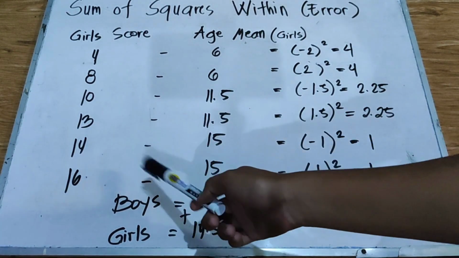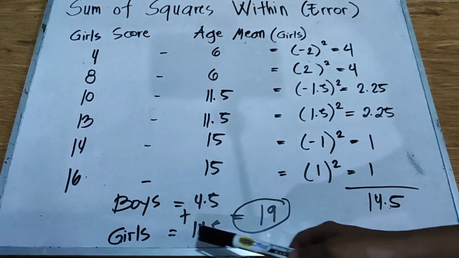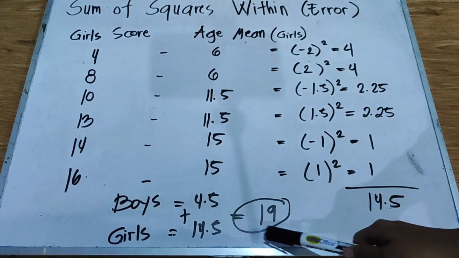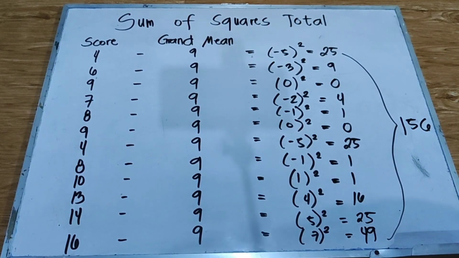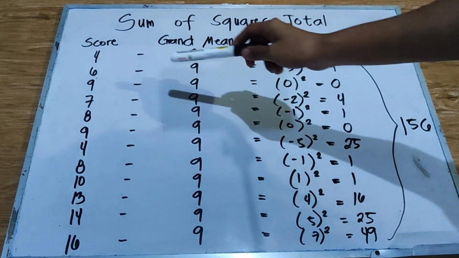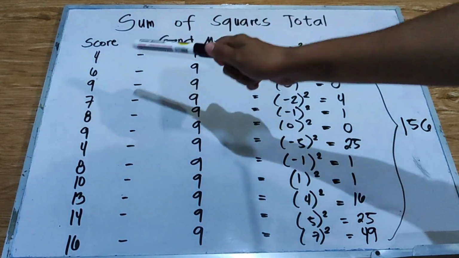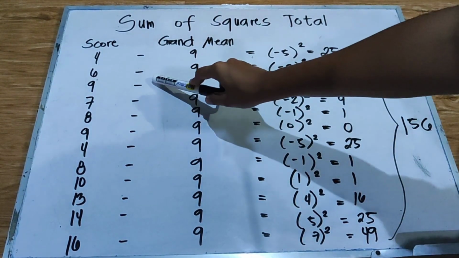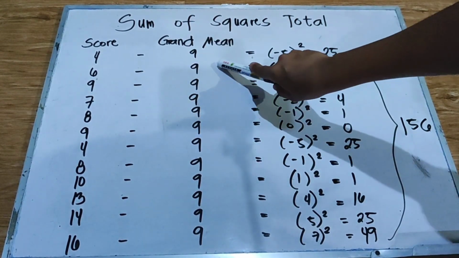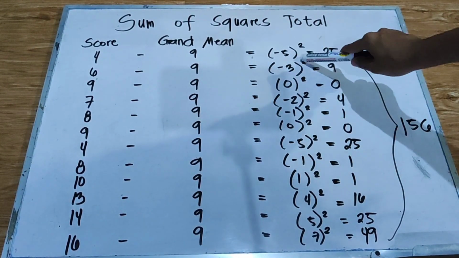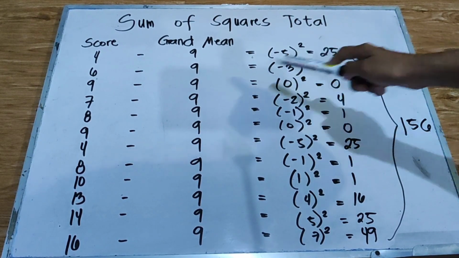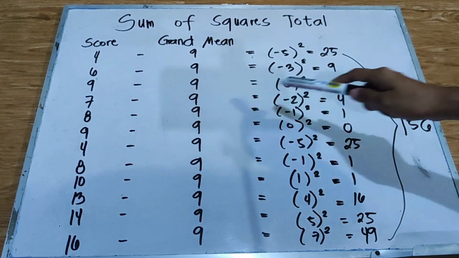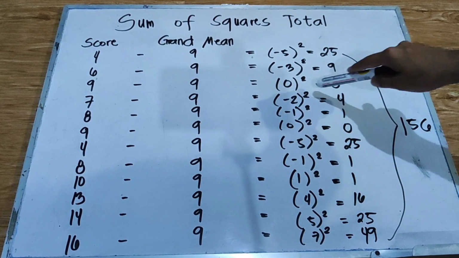Then for the sum of squares within, boys and girls both, we add the two, 4.5 plus 14.5 is equals to 19. Let's proceed to the computation of sum of squares total. For the scores, boys and girls are now combined. To get the sum of squares total, we subtract the grand mean from the score. So, 4 minus 9 is equals to negative 5 squared is equals to 25. And 6 minus 9 is equals to negative 3 squared is equals to 9. And 9 minus 9 is equals to 0. Squared of 0 is 0.